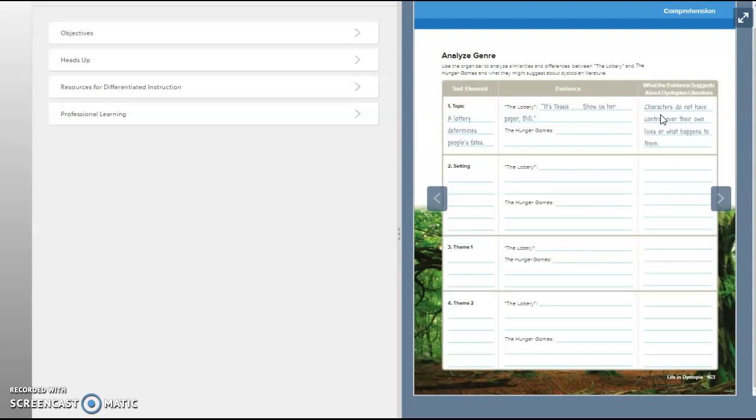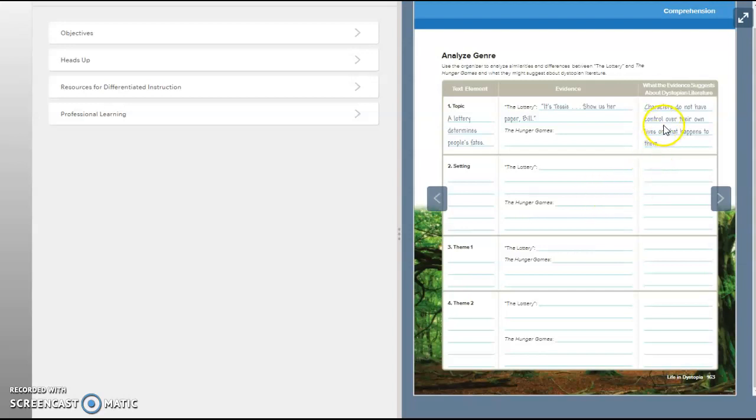All right. So now as we look down here at setting, what was the setting of The Lottery? The lottery was in the town square, right? All the people were there. It's once per year. Okay, The Hunger Games. I can't remember what the term was, you'd have to look back, but it was basically a town square also, right? It was within their district. All the people were there.